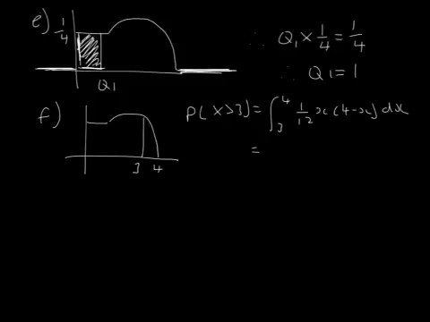So let's integrate that. Integrate 4 times a 12th, that's a third. Integrate a third x, that's a 6th x squared. And then we have a 12th x times x, that's a 12th x squared. Integrate a 12th x squared, and that's a 36th x cubed between 3 and 4. Substitute in those values and we get 5/36.